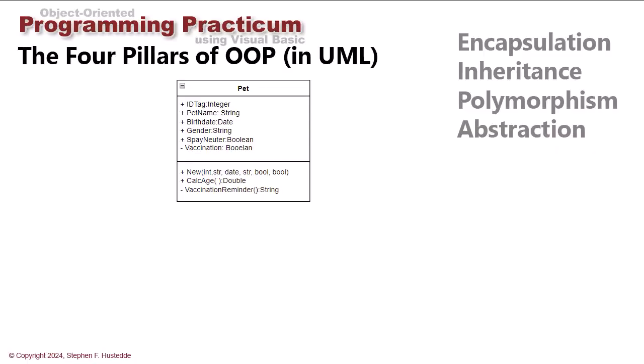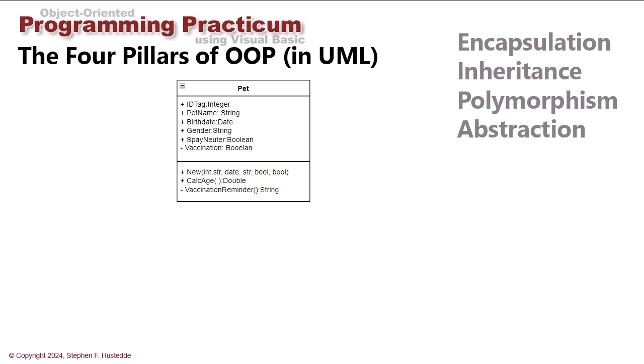We've talked about the 4 pillars of object-oriented programming, and we've also looked briefly at unified modeling language class diagrams, in which we show the properties or attributes of the class and the methods of the class using a charting standard within the unified modeling language. Here I have the pet class. We see some properties of ID tag, pet name, birth date, gender, spay, neuter, and vaccination, and the methods of new, calc age, and vaccination reminder.